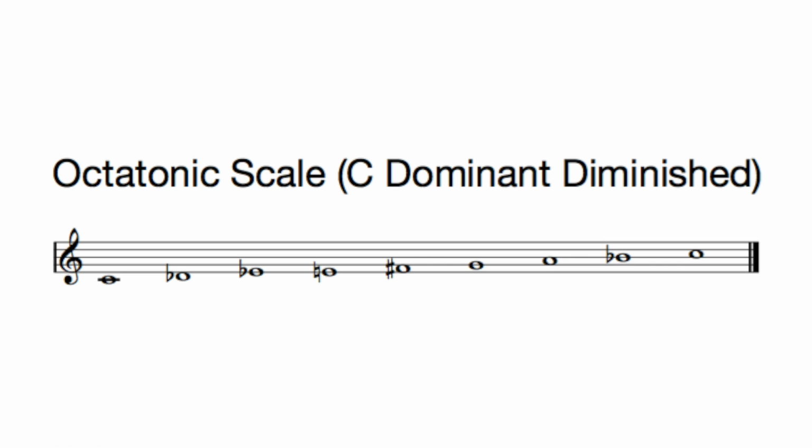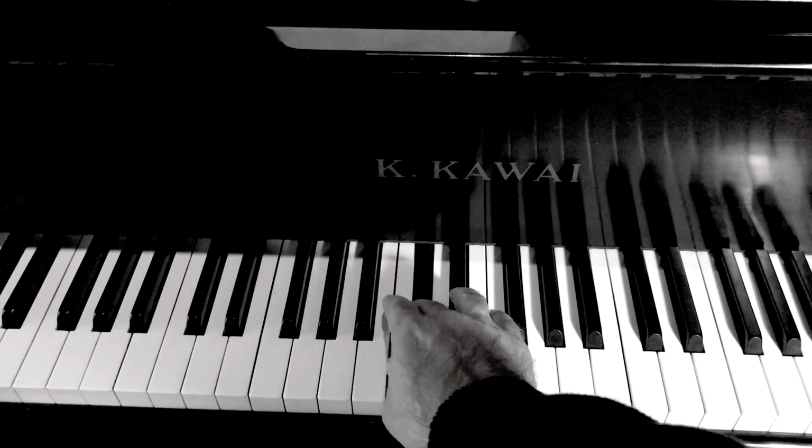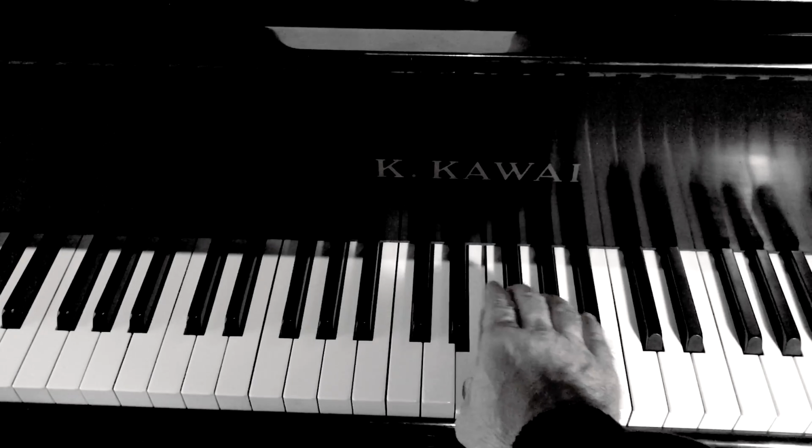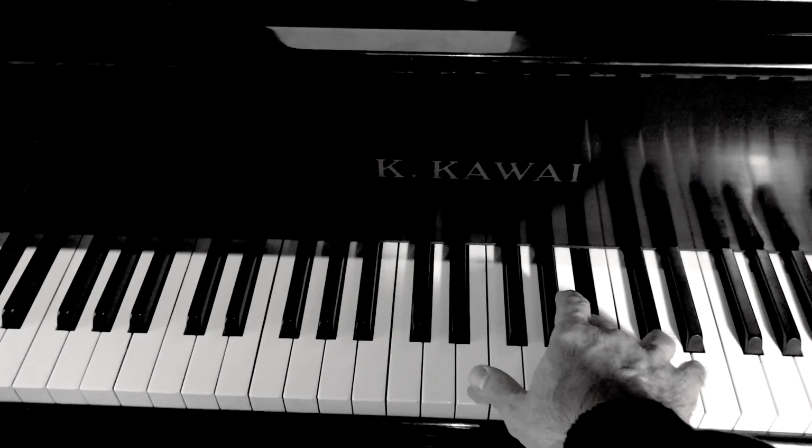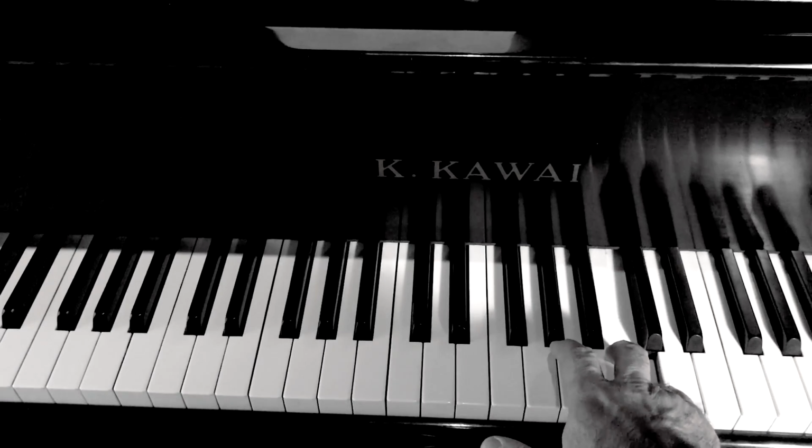The fifth scale is the octatonic scale. It's also known as the tonic or dominant diminished, depending on whether it starts with a half step or whole step. This will be the dominant diminished, beginning with a half step. C, D flat, E flat, E, F sharp, G, A, B flat, back to C.